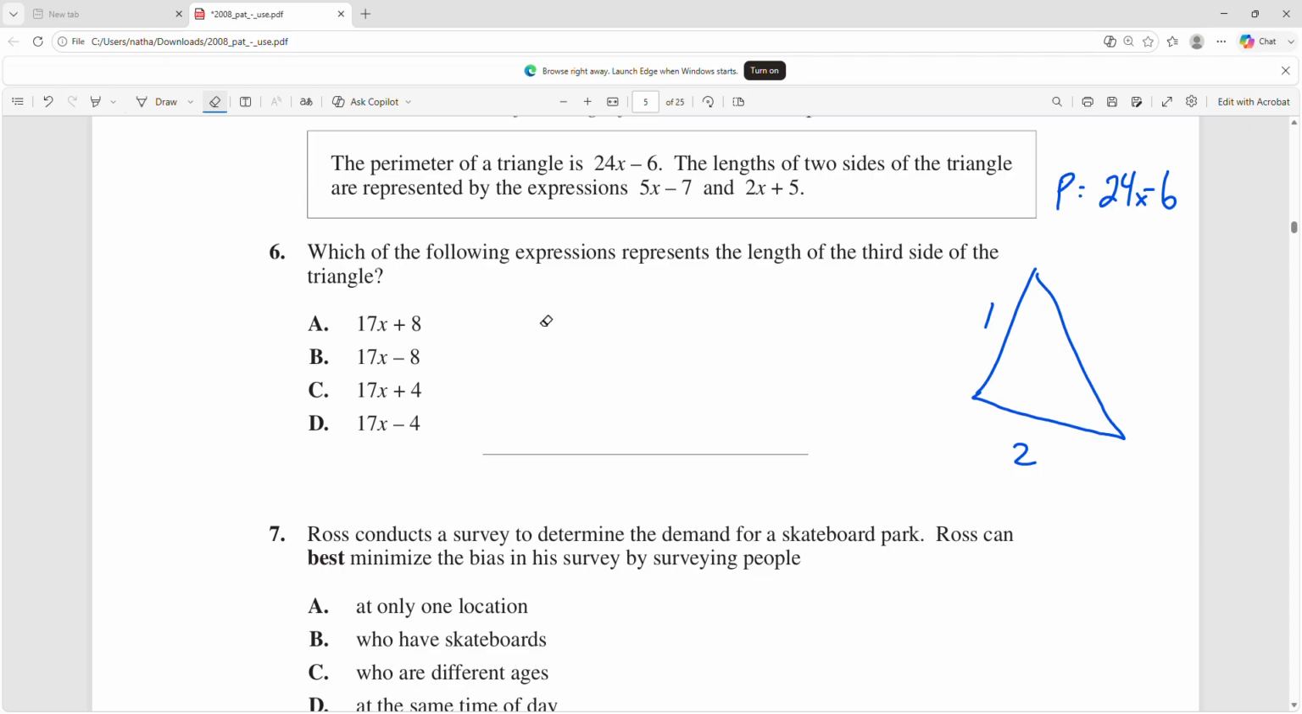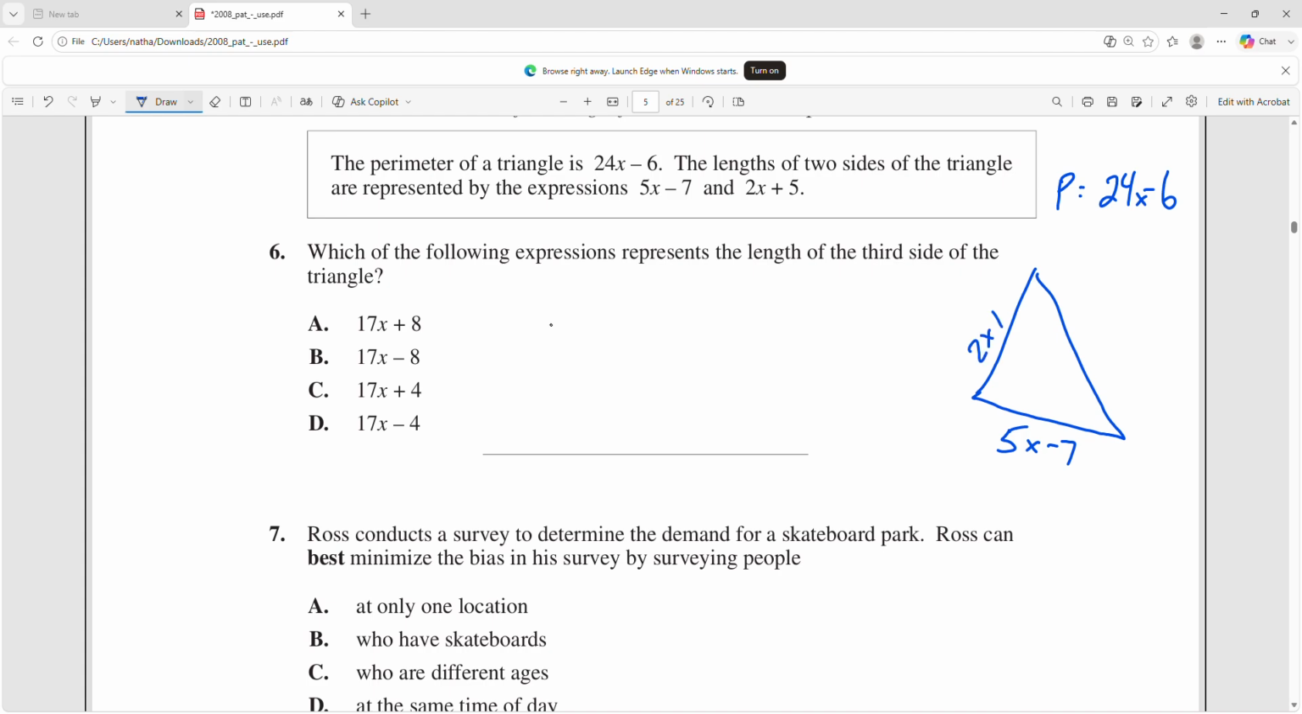They told us 2 of the sides are represented by these expressions. So we've got one of the sides, I don't know which side, doesn't matter, 5x minus 7. And one other side would be 2x plus 5. Okay, we don't know the third one, not yet. Which of the following expressions represents the length of the third side of the triangle? That's what we're trying to find out. So this is like a polynomial kind of question, right? Remember when we added and subtracted polynomials.